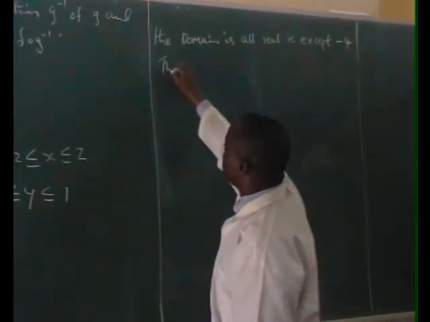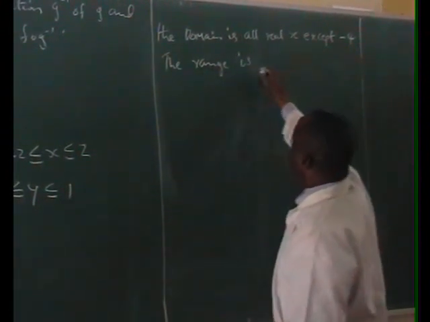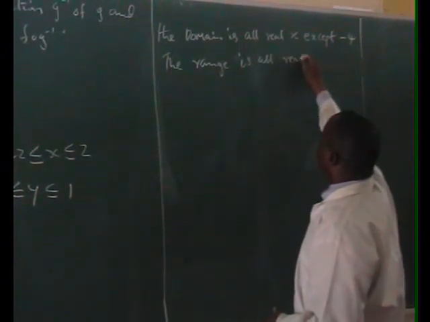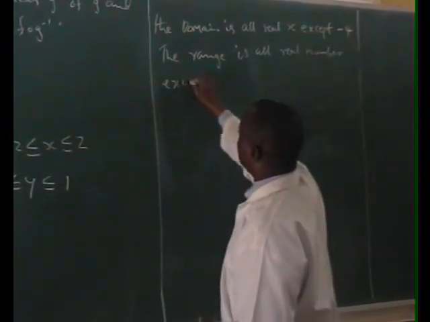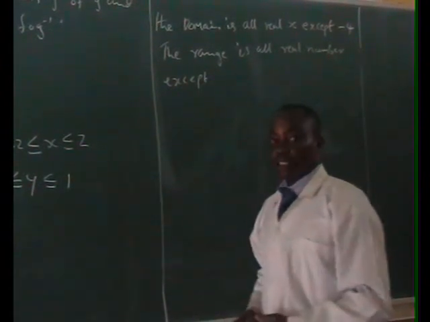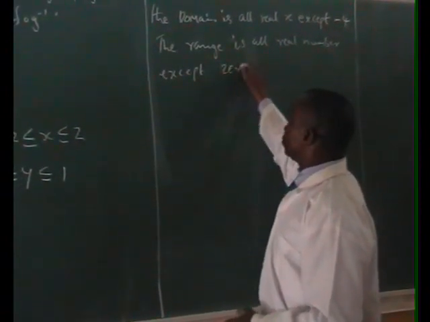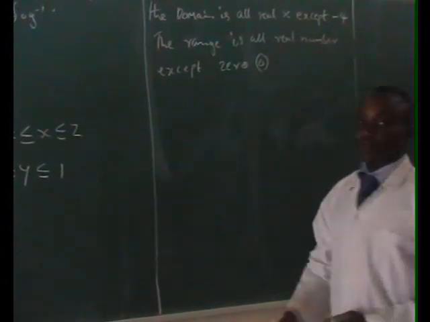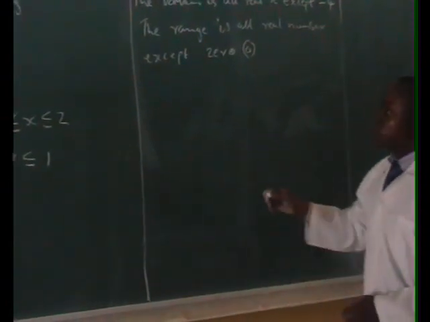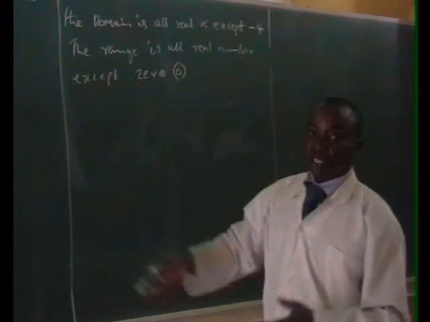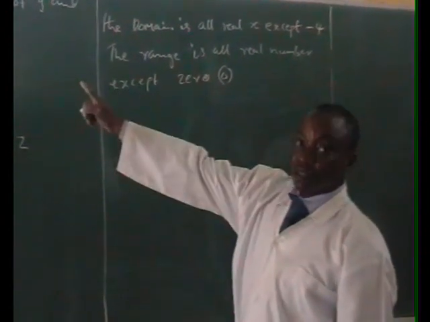Now what about the range? The range is all real numbers except 0, because 0 is not here, except 0. So that is the range. So we can use this pattern also to find the range and the domain. Right. So we will also look at question 2.